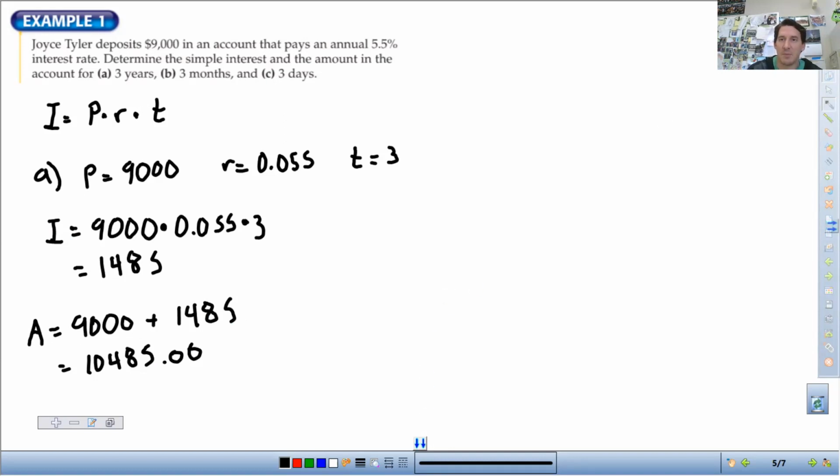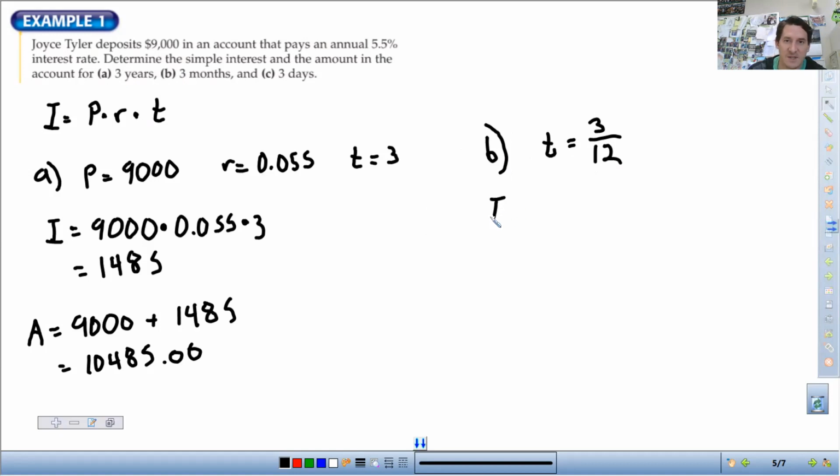All right, the next problem, part B. We're doing it for 3 months. So the principal stays the same, the rate stays the same, the time is 3 months. Remember, we need to have it as a fraction of a year. There's 12 months in the year, so 3/12 is what we're going to use as the time.